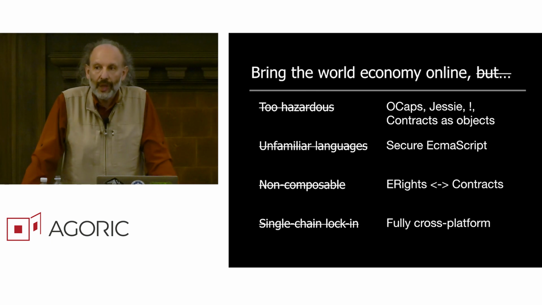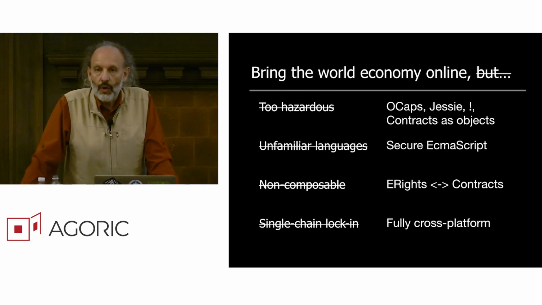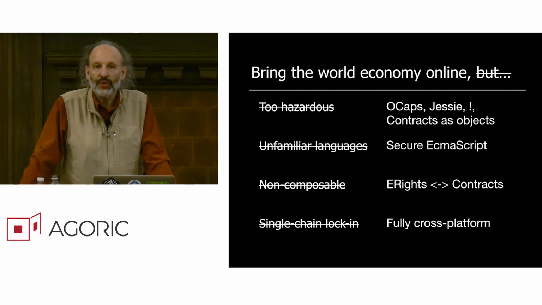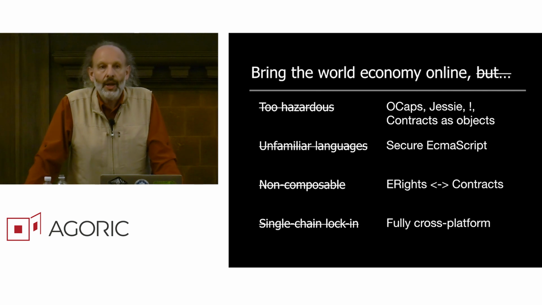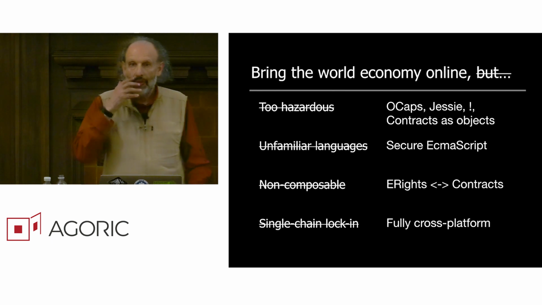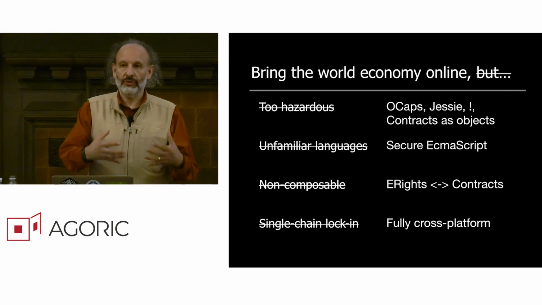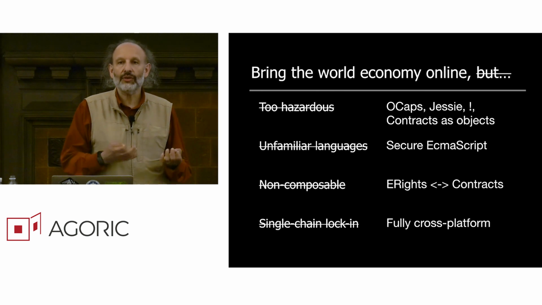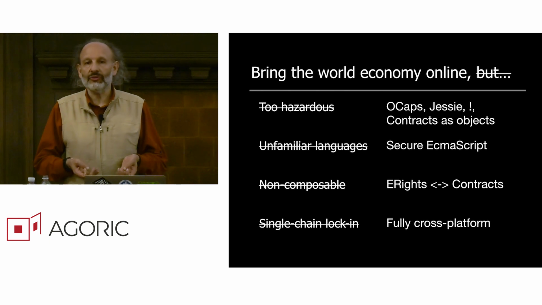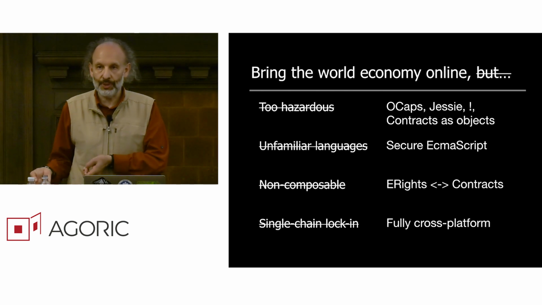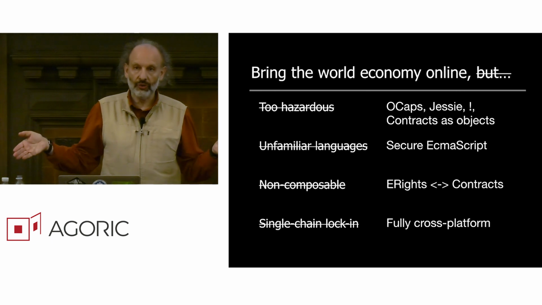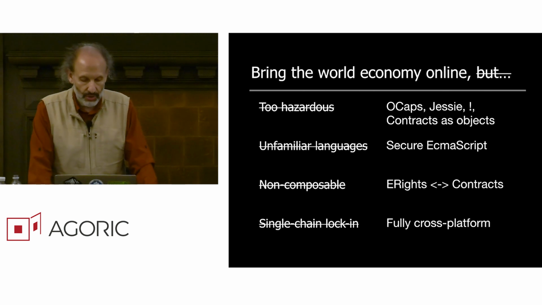We address the unfamiliar languages by enabling our users to write their code in JavaScript itself. We address the non-composability by this duality of ERights and contracts. Contracts manipulate ERights, and by manipulating them, they create derived rights, where those derived rights are the kinds of rights that these contracts themselves can manipulate. This is higher order composability, allowing us to build deep networks of highly reusable contract components.